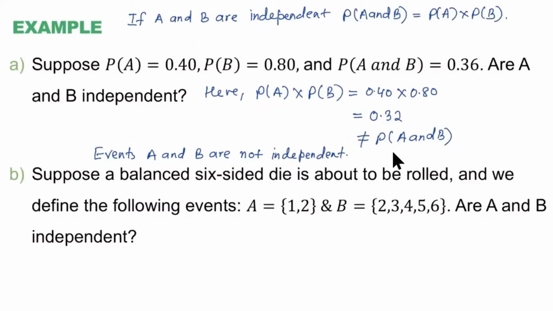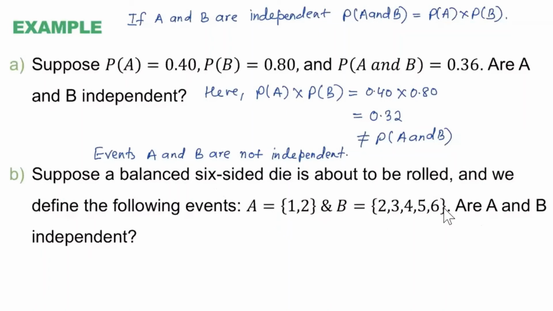Any question on part A? Okay, looks like there is no question. Now let's go to the second part. Here in the second part, suppose a balanced six-sided die is about to be rolled. When you roll the die, the outcomes in the sample space are 1, 2, 3, 4, 5, 6. And we define the following events.